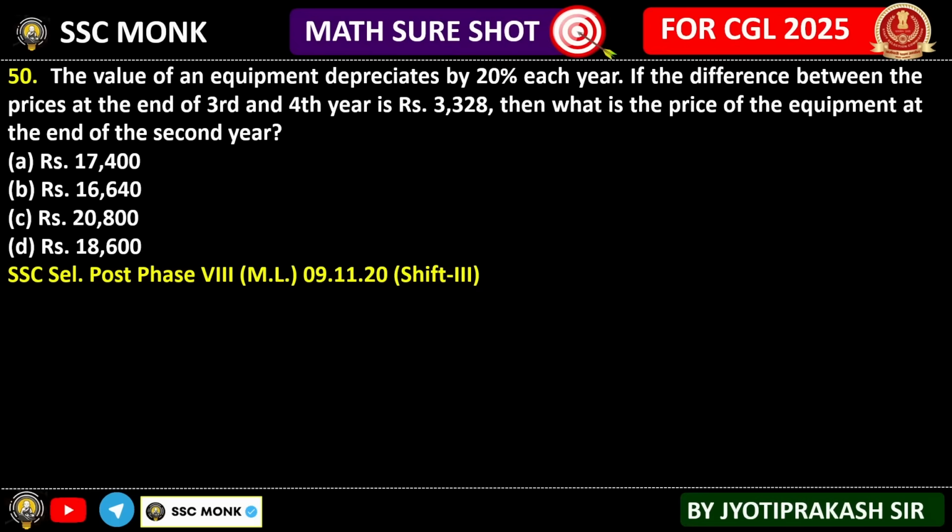The value of an equipment depreciates by 20% each year. If the difference between the price at the end of the third year and fourth year is 3328, then what is the price of the equipment at the end of the second year? Now see what happened. Let's say previously it was 1000. 20% decrease. This is the first year. Now it is 800. And the second year, again 20% decrease. That means 160 gone. That means 640.